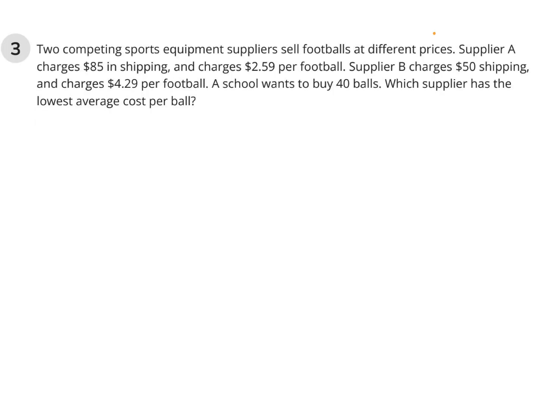Okay, two competing sports suppliers sell footballs at different prices. Okay, now keyword per. $2.59 goes with per, and $4.29 goes with per. So what we're going to do is set these equal to one another. So we got 2.59x plus 85 over x for A, because we want average cost. See, average cost is an average.